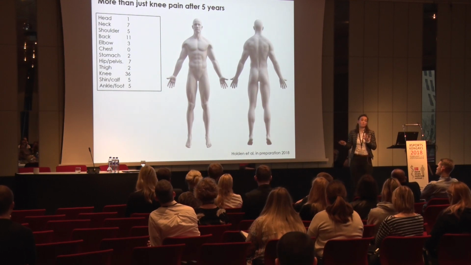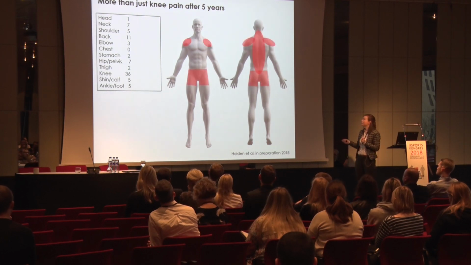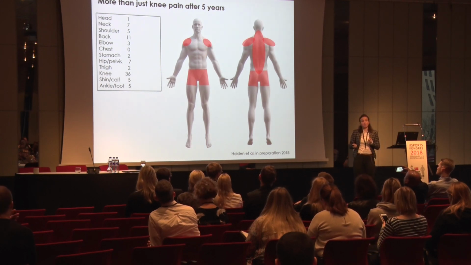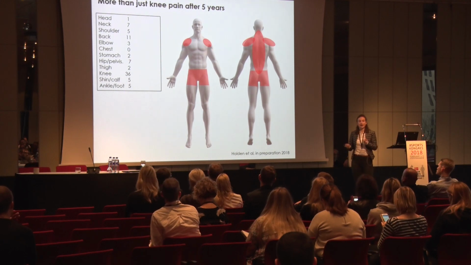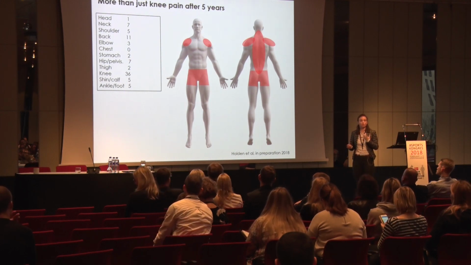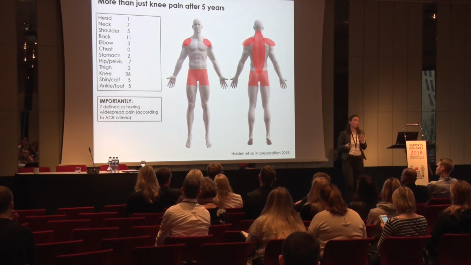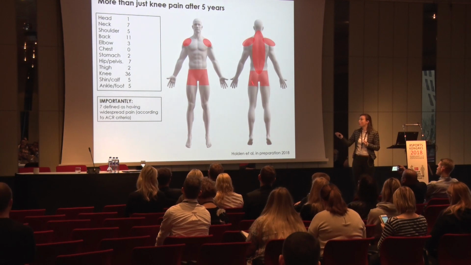60% of them had pain in other places other than their knee. And these were the most common additional locations in and around the hip, the back, the shoulder. And worryingly, 7 of them, so nearly 1 in 4, actually fulfilled the criteria for having a widespread pain condition. So there's a lot more going on here beyond just pain at the knee joint.